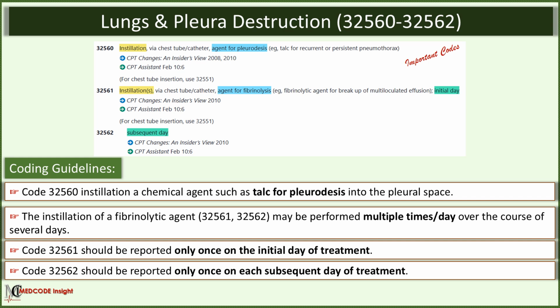CPT code 32560 is used for instillation of chemical agents such as talc into the pleural space for pleurodesis. In cases where the fibrinolytic agent, as mentioned in code 32561 and 32562, is used, it may be administered multiple times per day over several days. Always remember code 32561 should be reported only once on the initial day of treatment, while code 32562 should be used once on each subsequent day of treatment.